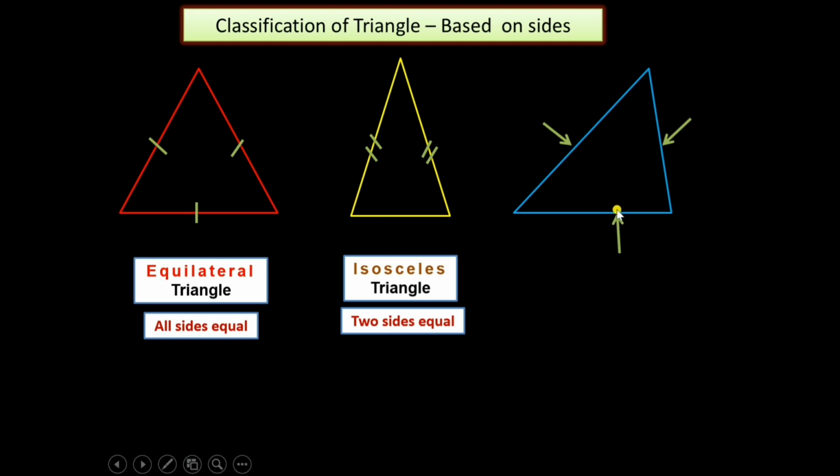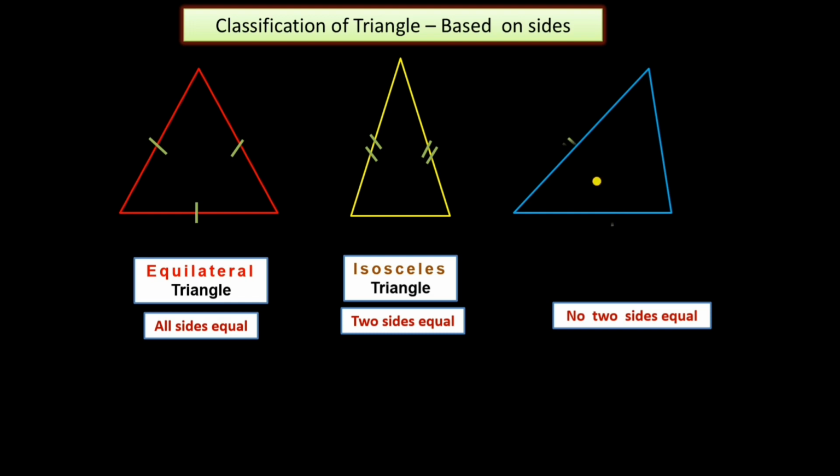And the third type of triangle is the one in which no two sides are equal. To show that they are unequal, we put a different mark on each side. Such a type of triangle is called a scalene triangle. Remember, the length of each side of the scalene triangle is different from the other.